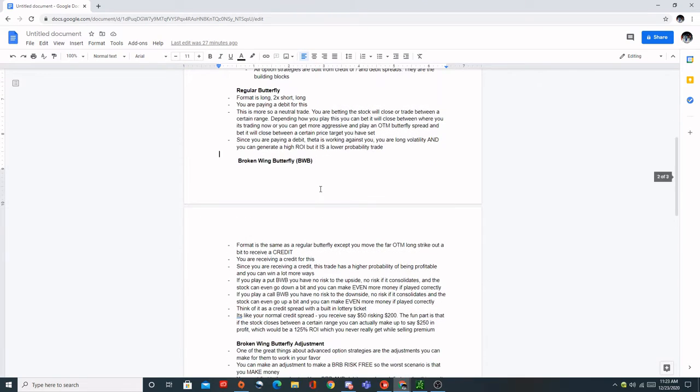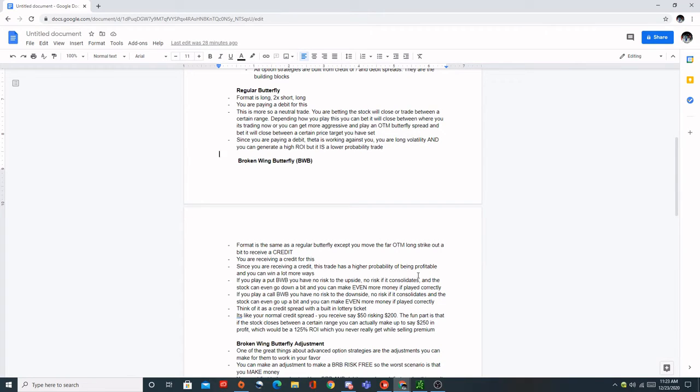Now, going on to the broken wing butterfly. The format is the same as a regular butterfly, except you move the far out of the money strike or long strike out a bit to receive a credit. You are receiving a credit for this. Since you are receiving a credit, this trade has a higher probability of being profitable and you can win a lot more ways.